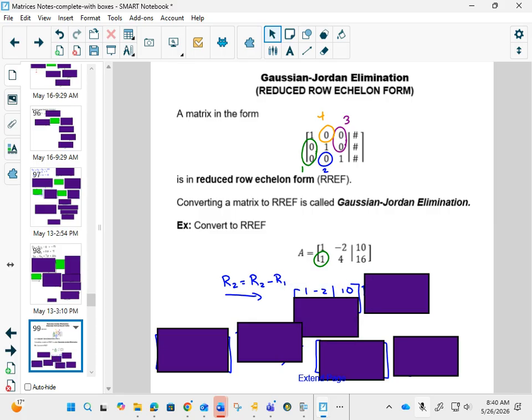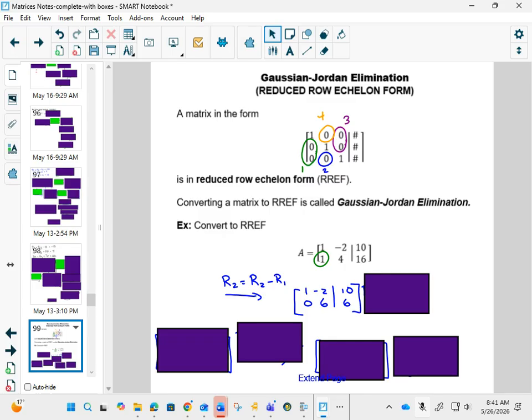Notice that my row 1 is not changing. So I still have 1, negative 2, and 10 there. But then when I do 1 minus 1, I get 0. When I do 4 minus negative 2, I get 6. And when I do 16 minus 10, I get 6. Now our next goal will be to get the other one in the top right-hand corner to be a 0.